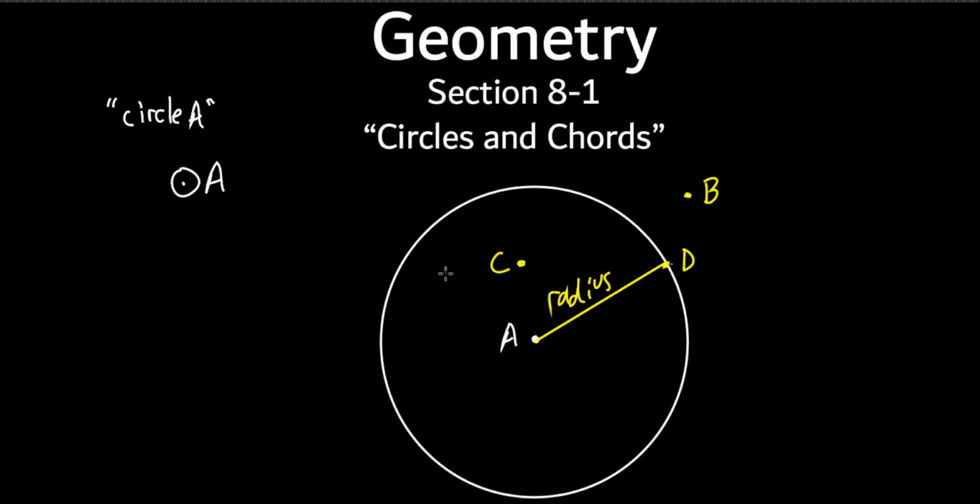We're going to learn some things about these in a minute, but let's just label it first. So what if I went from one point on the circle, through the center, all the way to another point on the circle? Well, technically it is a chord, but we'll talk about that in a second.